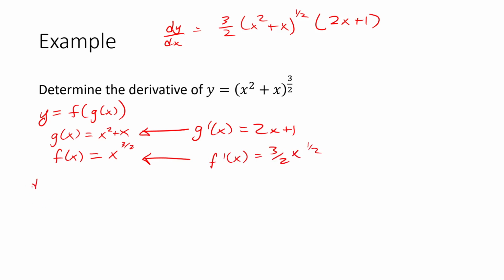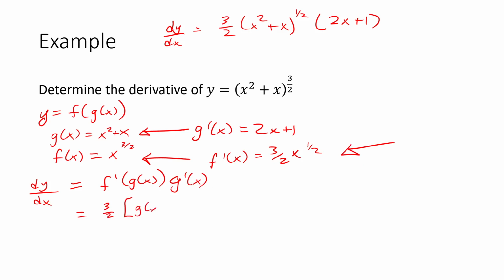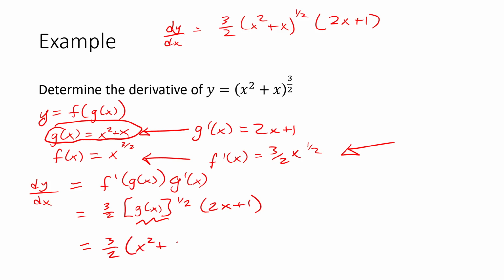And now we can determine our overall derivative. It'll just be f prime g of x times g prime of x. Well, f prime of x is 3/2 x to the 1/2, so f prime of g of x will be 3/2 g of x to the 1/2. And we're multiplying by g prime of x, which is 2x plus 1. And now all we're going to do in this last line is sub in x squared plus x for our expression g of x. And when we do that, we get the same expression that we have up at the top. Okay. All right, moving on to our next question.